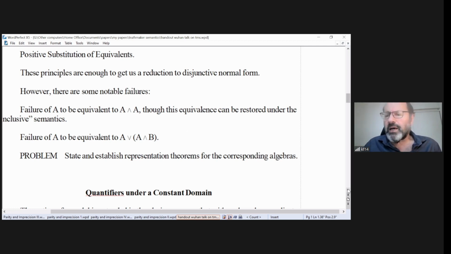This seems to be quite a hard problem. I've had a go at it and not had any success. Other people have tried and not had any success. So this seems to be quite a difficult problem, which is surprising. You might think it would be straightforward. But anyway, this is an open problem. The stating part isn't hard. We can easily state what the algebra should be, but establishing a representation theorem doesn't seem to be so easy. I think so, anyway.